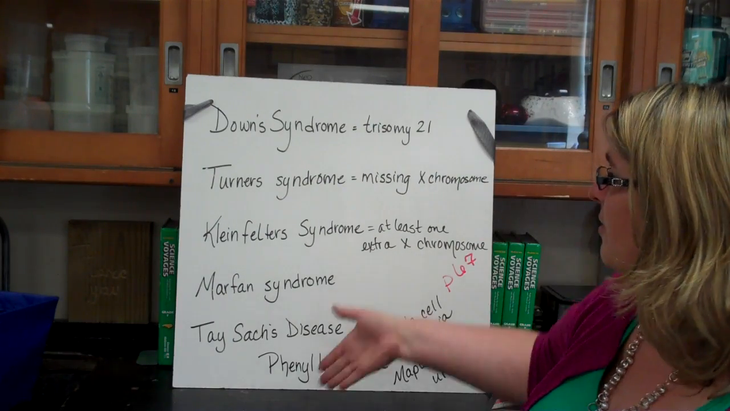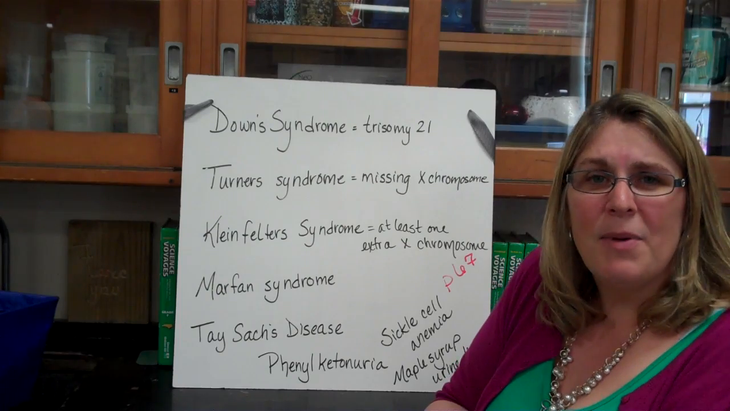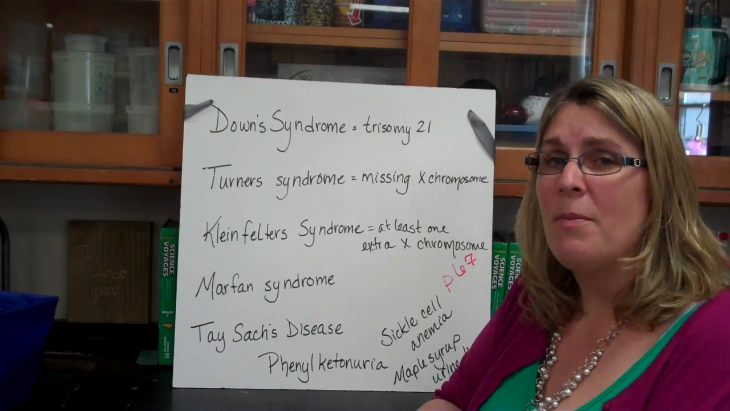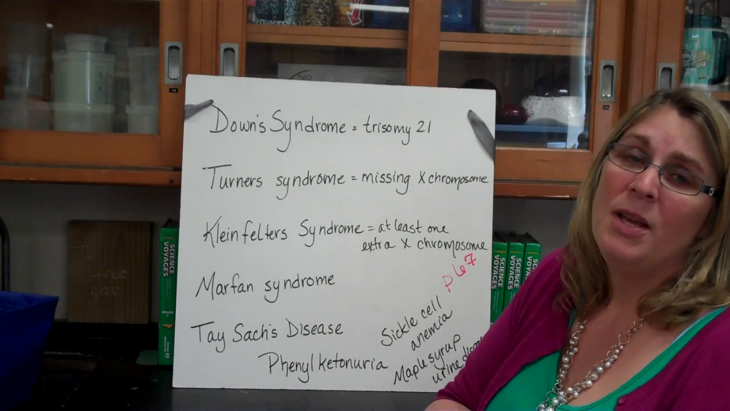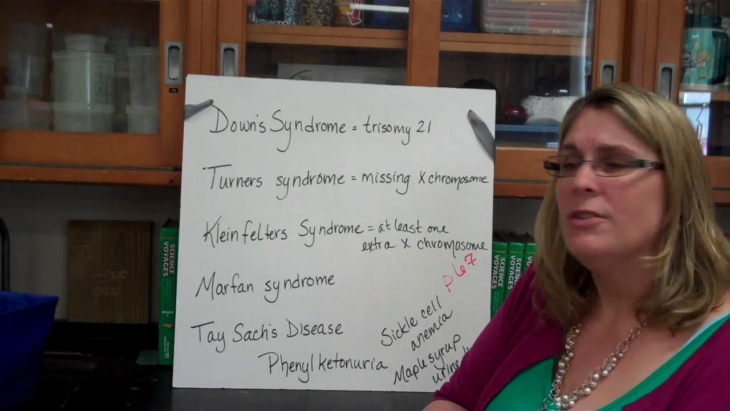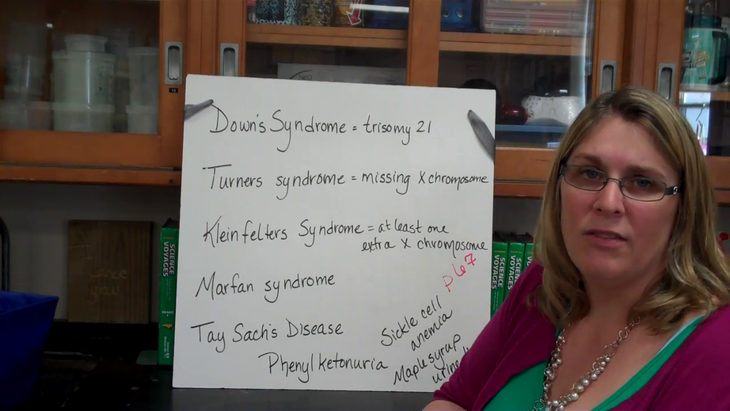So there's all kinds of different things to think about, and there's so many different kinds of genetic disorders. You just need to know about a few of them and know what kinds there are. So you can have extra, missing, or damaged or altered chromosomes in each and every cell of the human body.